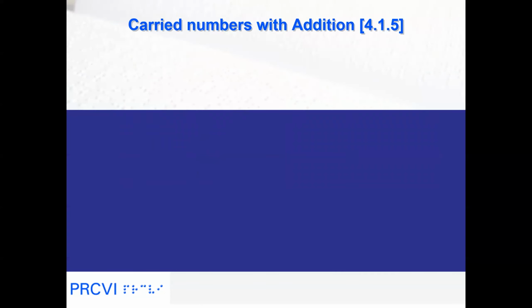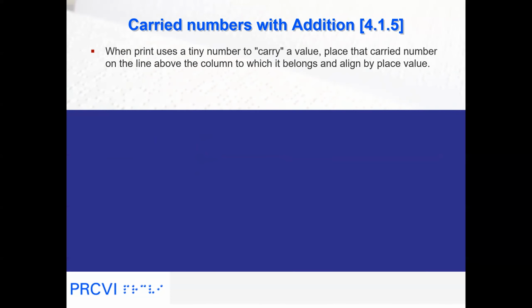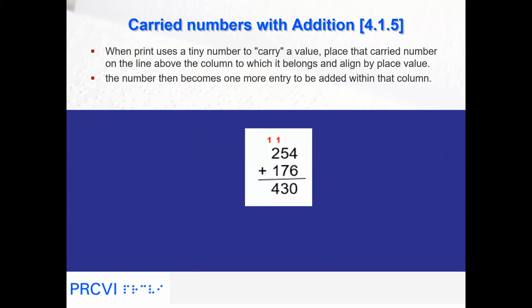Carried numbers with addition. When print uses a tiny number to carry a value, place that carried number on the line above the column to which it belongs and align by place value. The number then becomes one more entry to be added within that column. In this example, carryover number 1 is above the main calculation and is on its own row and column.